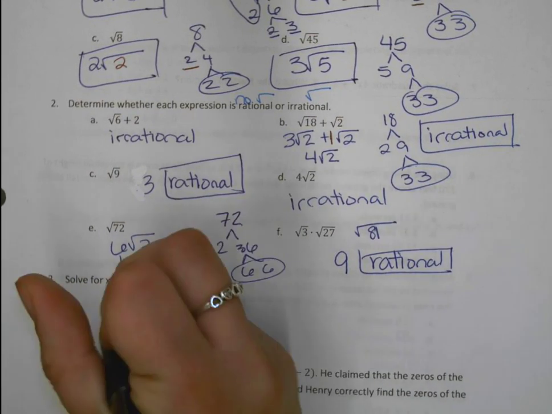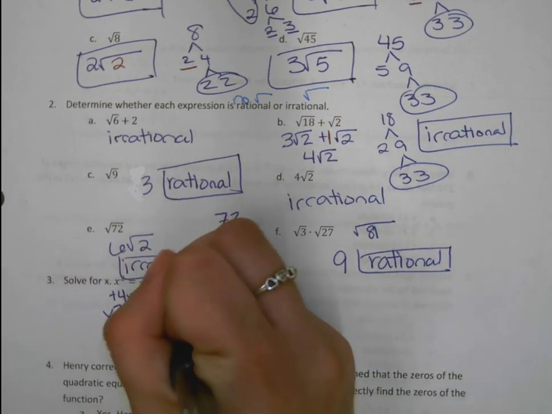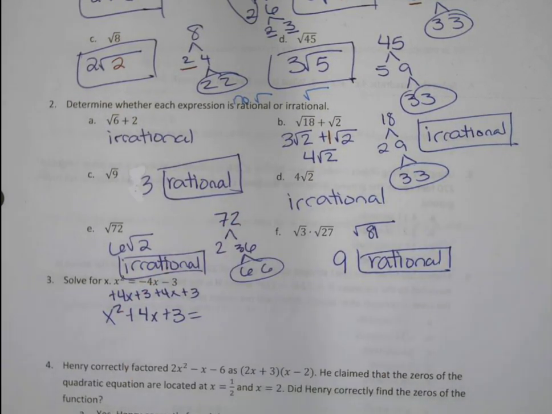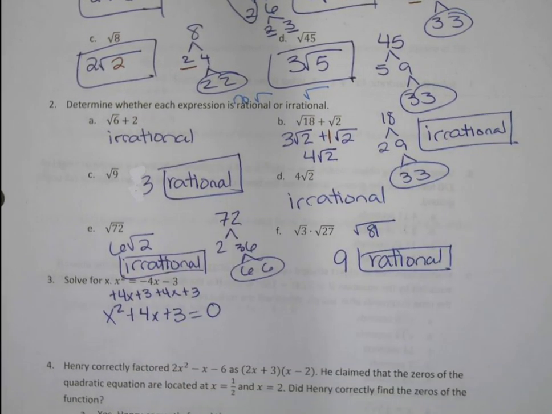So then I get x squared plus 4x plus 3. I can't add any of these things together on the left side because they all have different variables. If they have the same last name, they can go together. If they have different last names, they can't go together. Then on the right side, because I took everything away and canceled it out, I have 0.